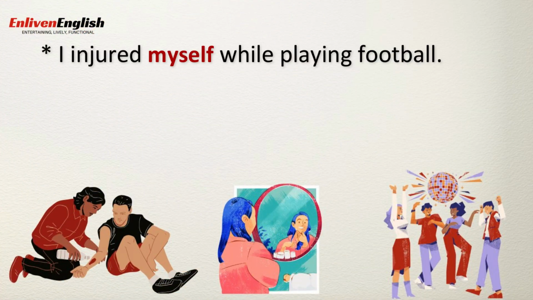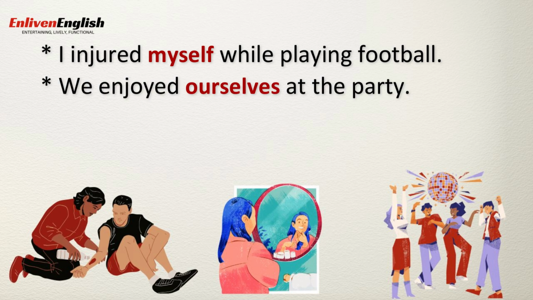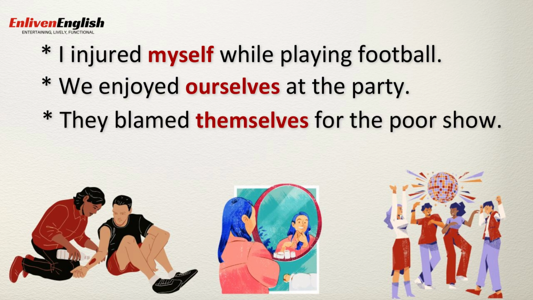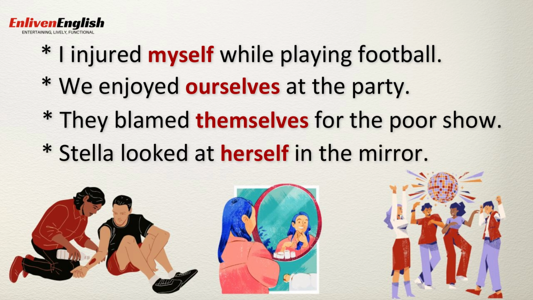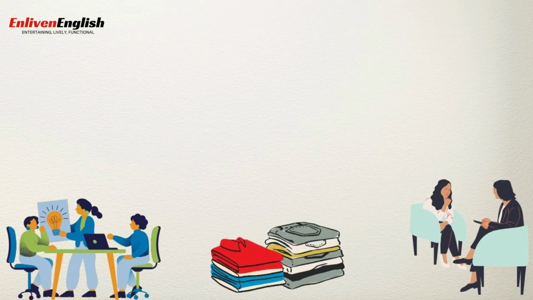I injured myself while playing football. We enjoyed ourselves at the party. They blamed themselves for the poor show. Stella looked at herself in the mirror. In all these sentences, the doer is receiving the action as well. Now let's see how emphasizing pronouns work.